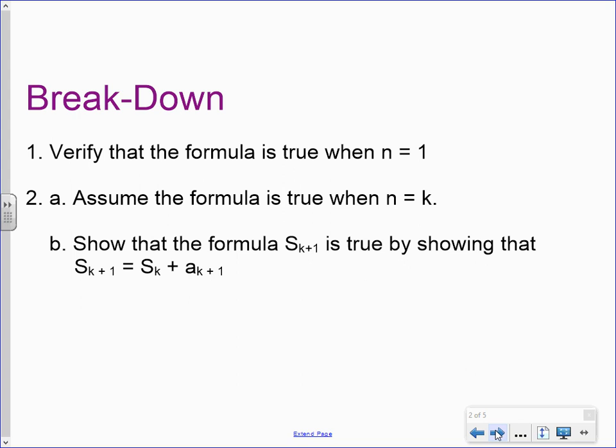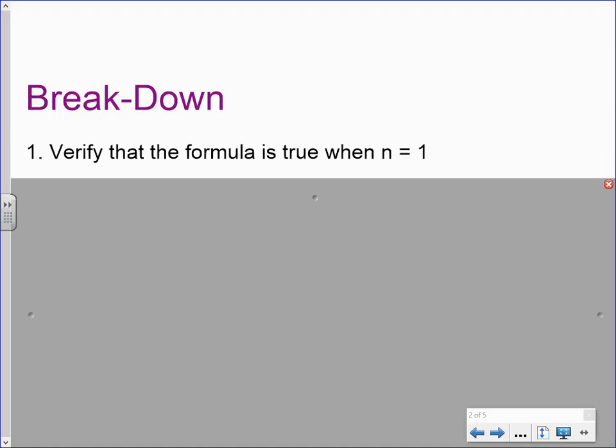So these are the steps that I'd like to see. The first one is that you're going to physically plug in 1 to make sure that it is true when you plug in 1.